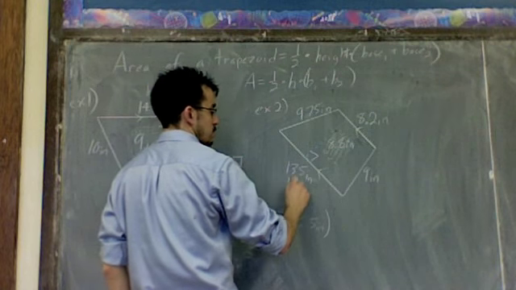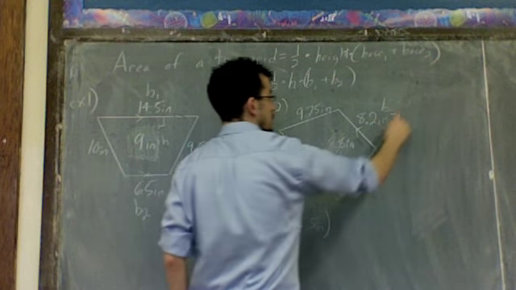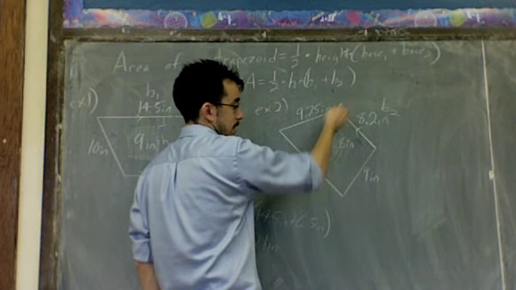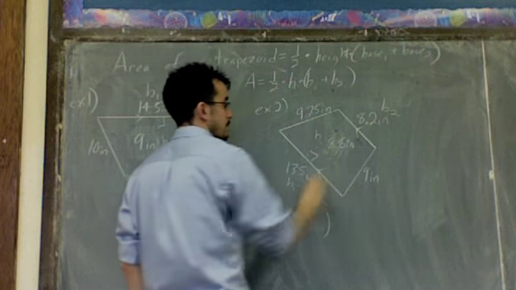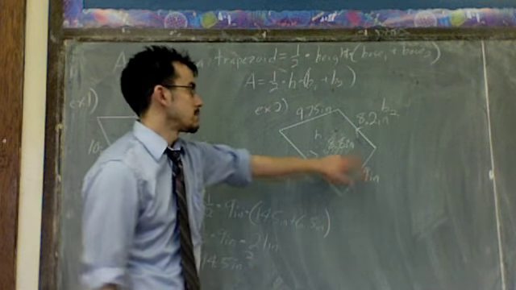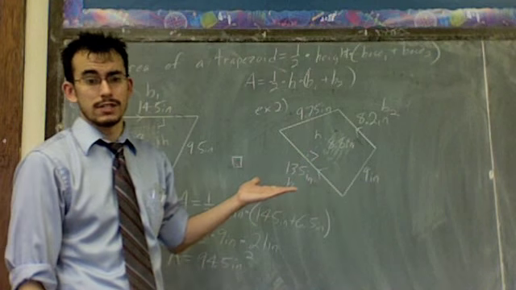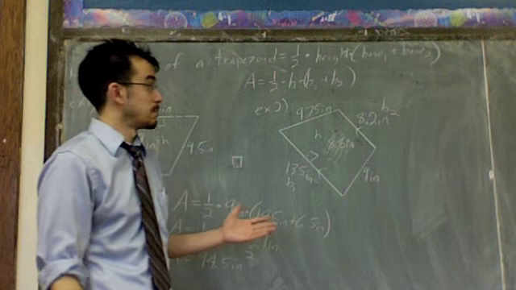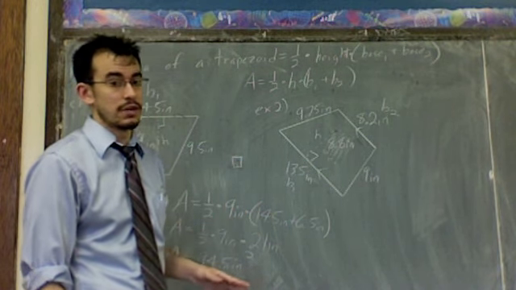So this could be base 1 or base 2. Doesn't matter which one you pick. The height is between them, perpendicularly. This is the line that connects them with a 90-degree angle, so this is my height. The other two numbers, they're the non-parallel sides of the trapezoid. You don't need them. If you wanted the perimeter, they're useful, but in terms of area, you don't need them.